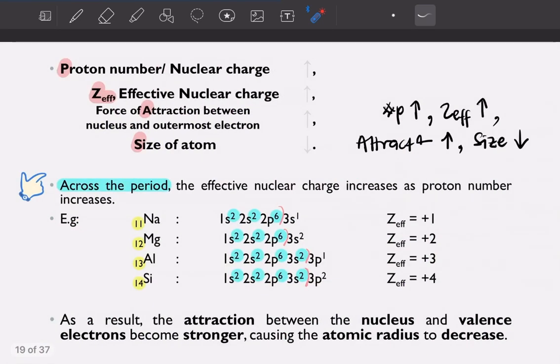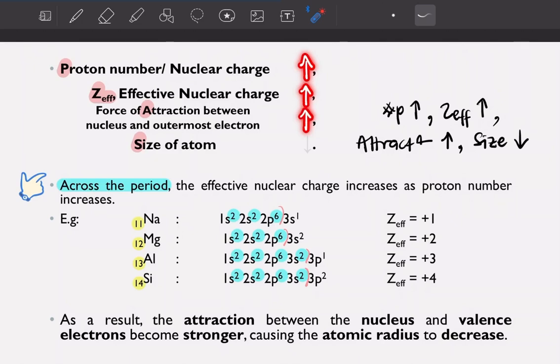Alright. So, when talking about a cross period, we will be using the formula mnemonic, PZAS. Okay. So, P is the proton number. So, when the proton number or nuclear charge increases, the effective nuclear charge will increase. So, as the effective nuclear charge increases, therefore, the force of attraction between a nucleus and outermost electron will increase.